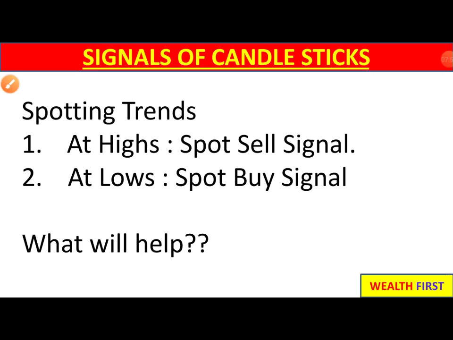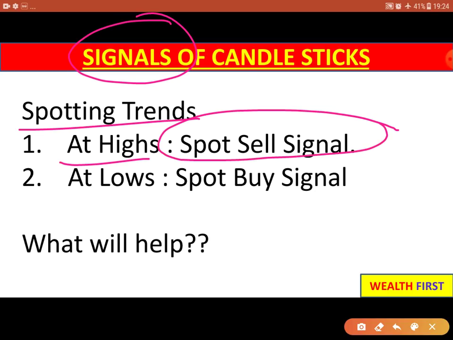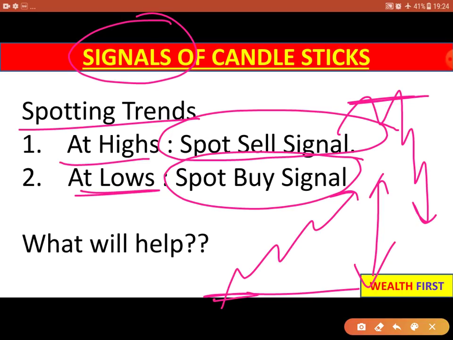Now what signals will the candlestick give? This will give two kinds of signals. One is, this will help me in spotting trends. At highs, it will give me the signal to spot the correct time to sell and to book profits at the right time. At lows, it will give me the spot where I need to buy and be in position, so that I can be equally benefited by the up move and make good profits by that particular move.